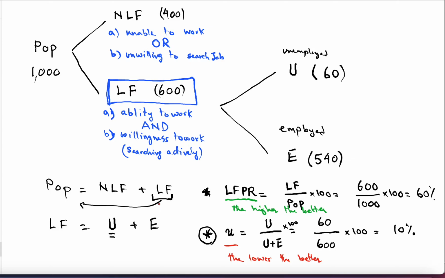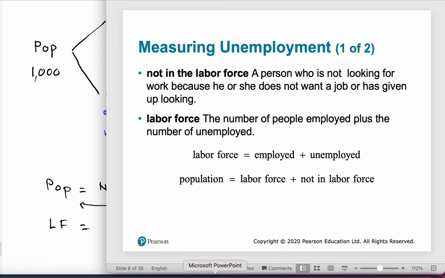We would soon say that no, 0% is not necessarily a good unemployment rate. Okay, so this is the whole story of none in the labor force, a person who is not looking for a job because he or she does not want a job, or is not willing to search for a job. Whereas the labor force is the number of employed plus unemployed. And these equations are given as I just showed in the tree diagram. I like the tree diagram.